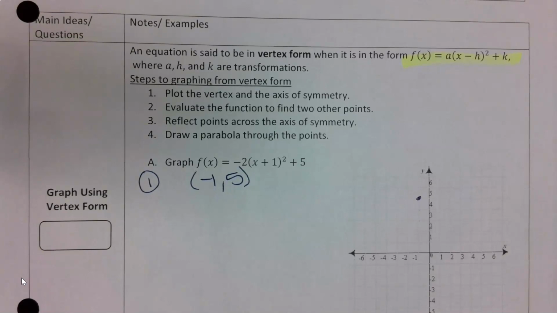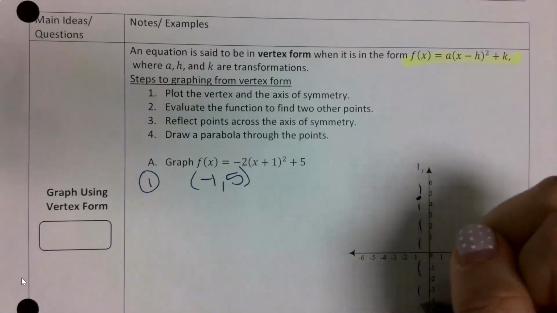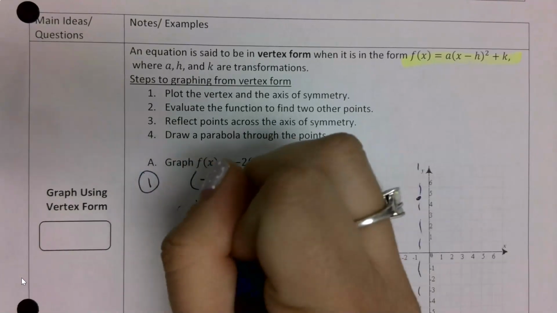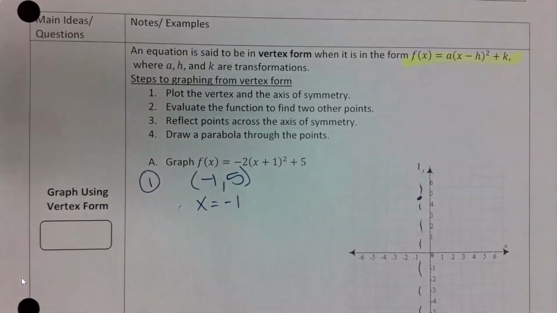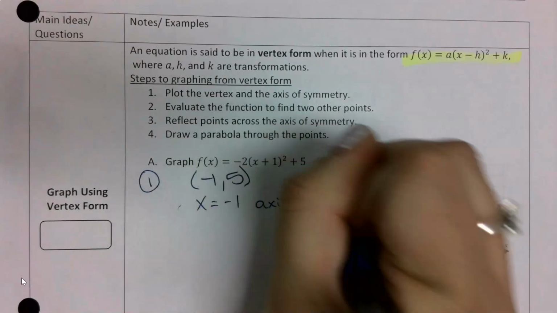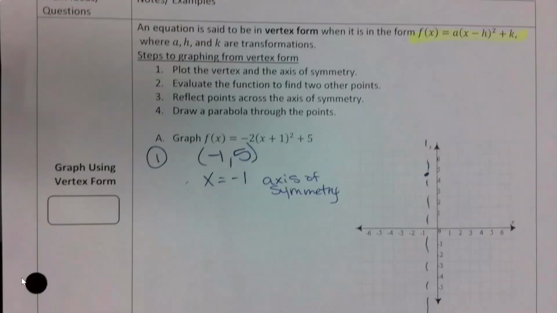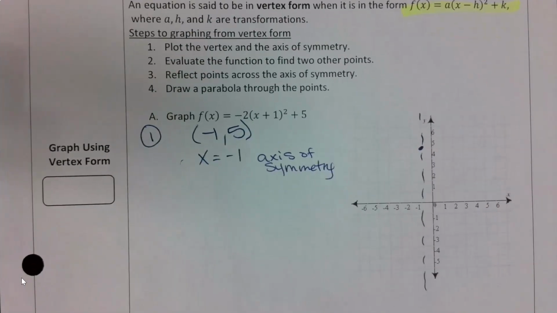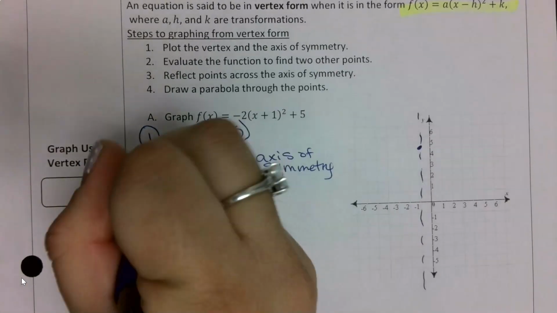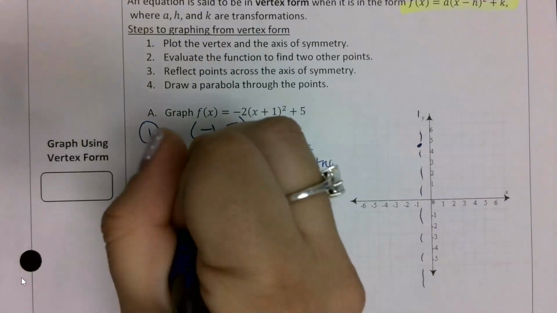Then I want to do my axis of symmetry, which is always the x value of my vertex. Next, I want to evaluate the function to find two other points. So I'm going to go to the right, since I like plugging in 0. That makes things a bit easier.